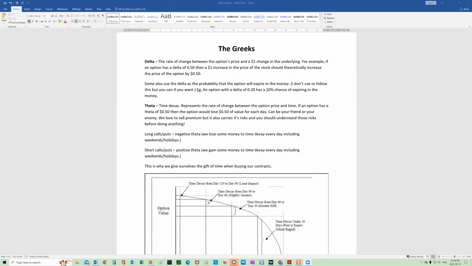Theta, or theta, depending on where you are in the world, is time decay. This represents the rate of change between the price and time. So if it has a theta of 50 cents, that option would lose 50 cents of value every day. This could be your friend or it can be your enemy, right? So if you buy out of the money calls on something that's expiring on Friday and it's Tuesday, you're going to see time decay start to work against you if the price doesn't move, right?